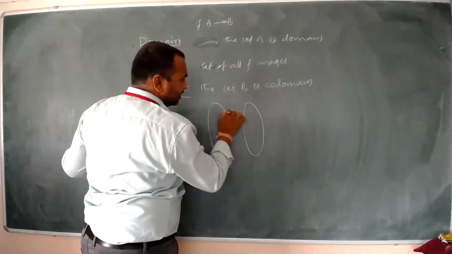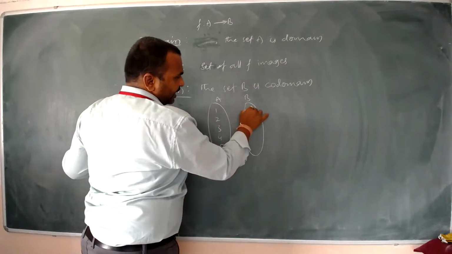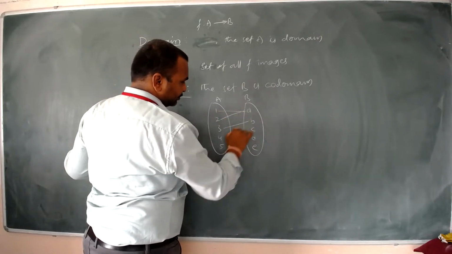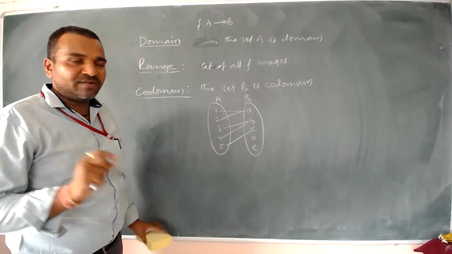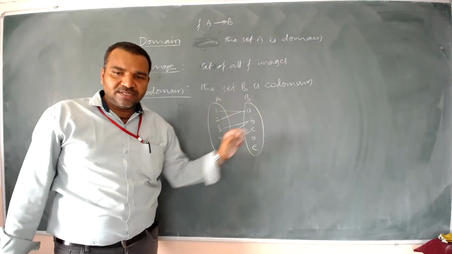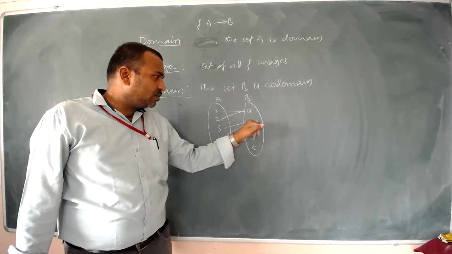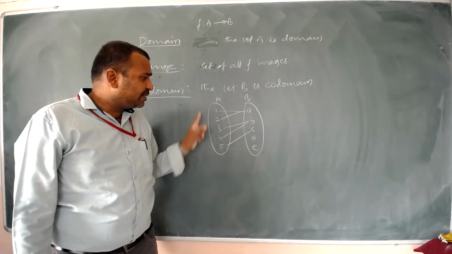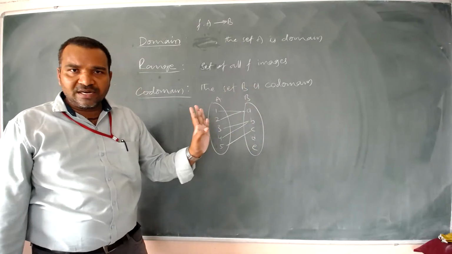I will explain by taking one example. A, B with elements 1, 2, 3, 4, 5 and A, B, C, D, E. First of all, is it a function or not? Yes, it is a function. Why? Every element of the first set has a unique image. Check it now. 1 has only one image, 2 has only one image, 3 has only one image, 4 has only one image, and 5 also has only one image. Each element of the first set has a unique image in the second set. So clearly, it is a function.